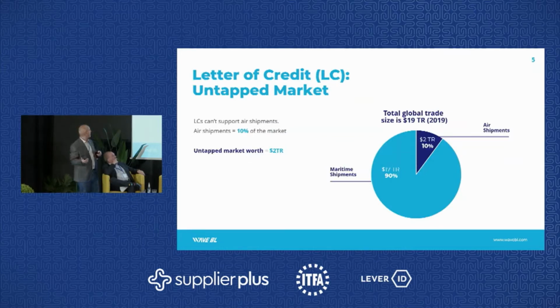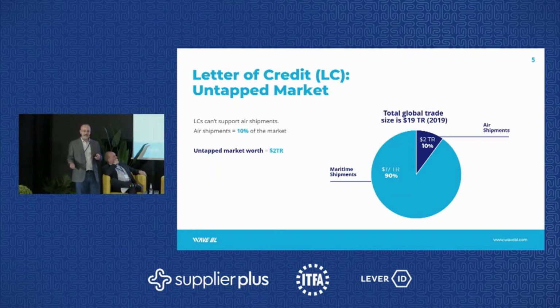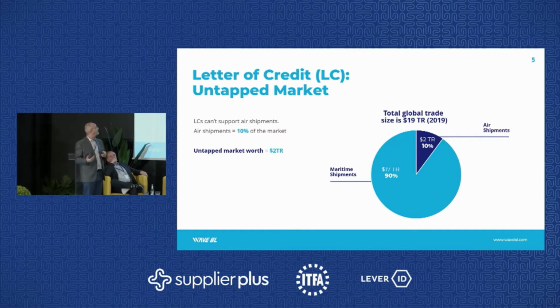Now, if we're talking about the market, my data is relevant for 2019. Why 2019? Because we had 2 years after that of COVID, which fluctuate along the way, and it cannot be measured in terms of what we used to see in global trade. So in 2019, we had $19 trillion of global trade.